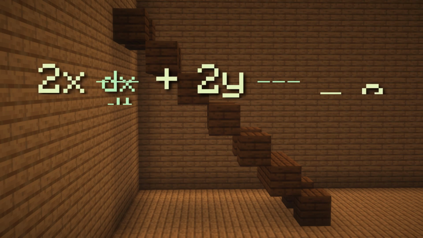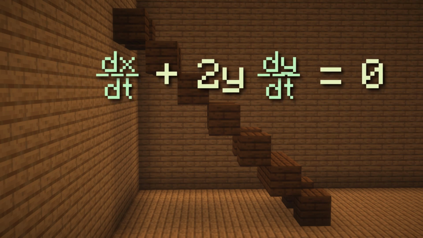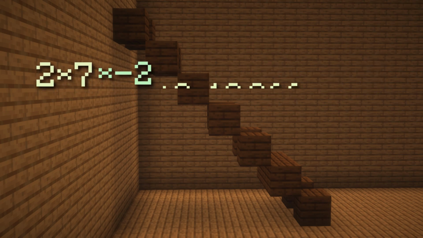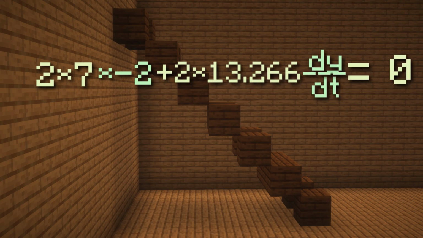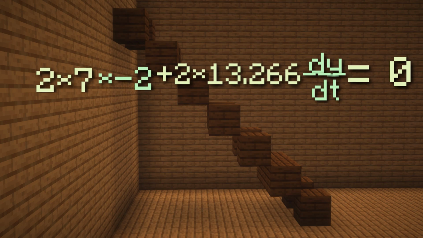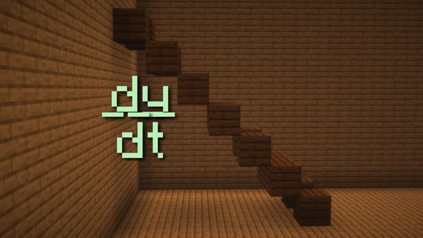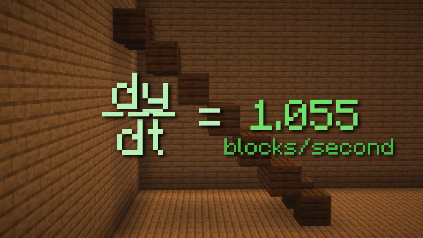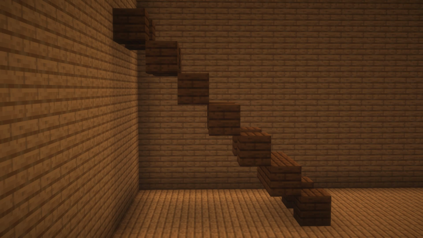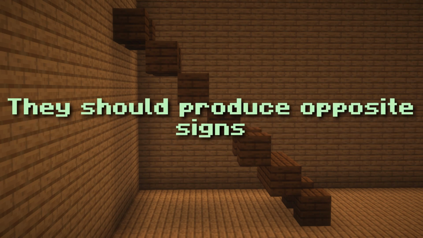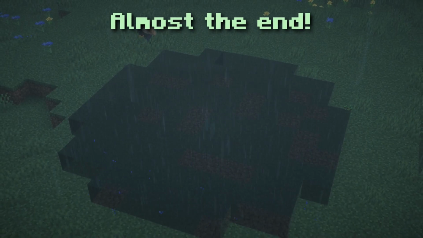Anyways, we can plug all of this into the equation we made earlier, giving us 2 times 7 times negative 2 plus 2 times 13.266 times dy over dt equals 0. This can be rewritten into 28 equals 2 times 13.266 times dy over dt. And dy over dt will then equal 1.055 blocks per second. Now the direction is correct since the ladder is going up while the base is going in, so they produce opposite velocities. Since the base is negative, the y value will be positive. And that's all there really is to it.